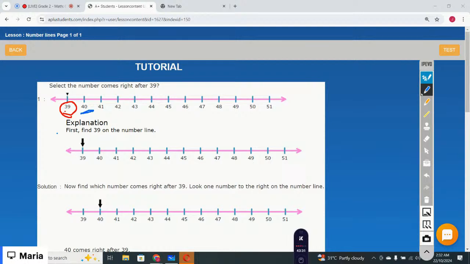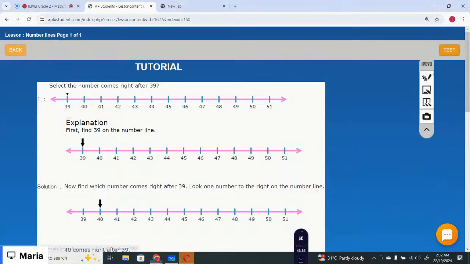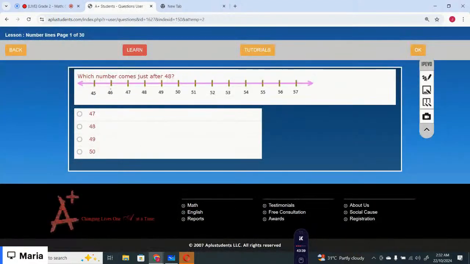Select the number that comes right after 39. So right after 39 the number is 40. Let's just start with the test questions. Working on the number lines is very easy. Which number comes just after 48?